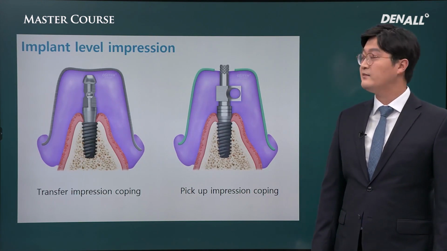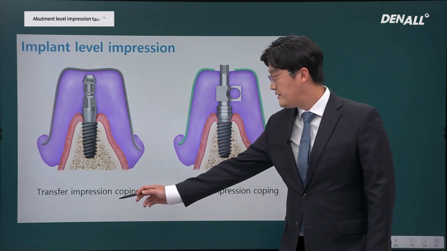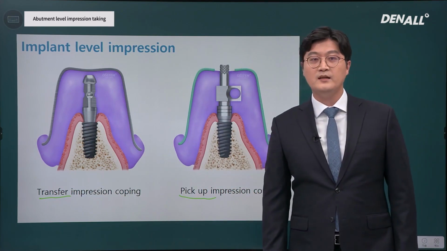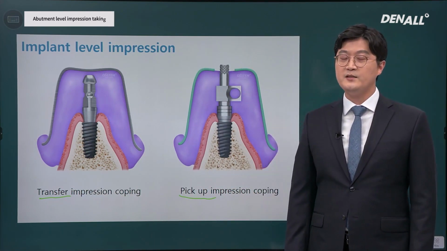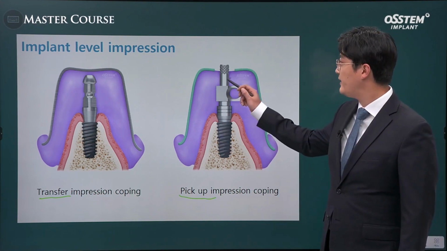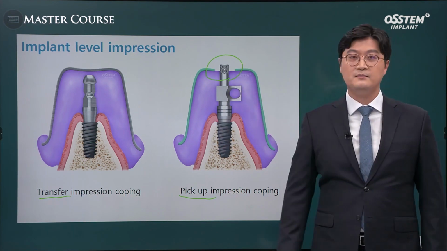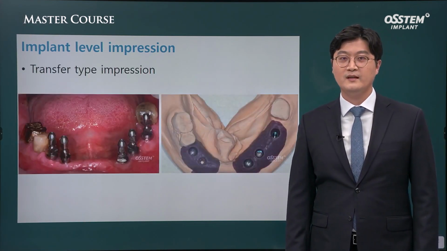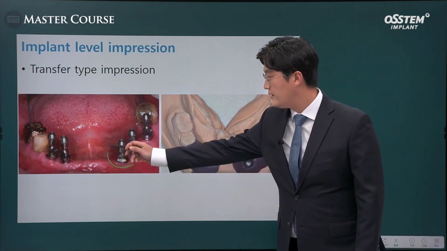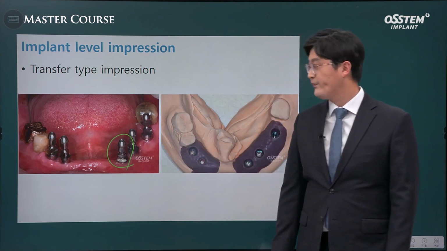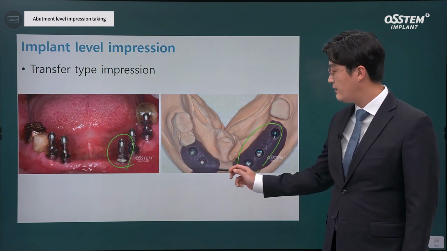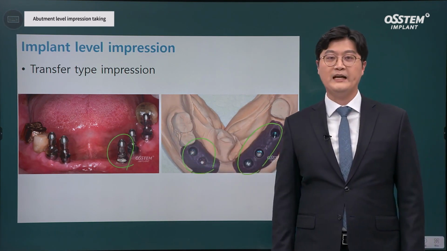Implant level impression. As I said before, there is the transfer type and the pickup type. There are two types. The transfer type uses a closed tray, and the pickup type uses an open tray, which has a hole in the tray. Looking at implant level impressions, this is the transfer type. This is connected in the tray, and the implant information is included when the gypsum model is made.